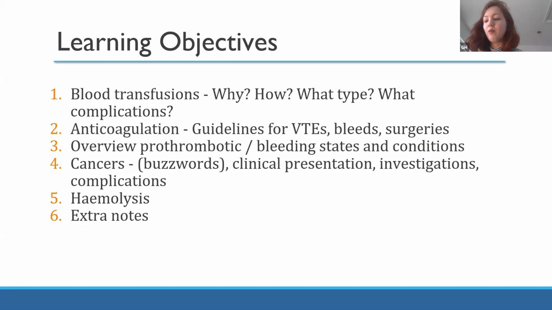Cancers, this is where I was working as an F1. I was working on the transplant wards with patients with leukemias, lymphomas, myelomas. For the actual exams, cancers is a very buzzwordy topic. My advice would be to just do questions on them. You'll pick up the buzzwords.